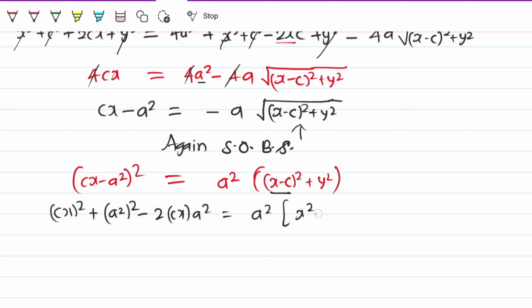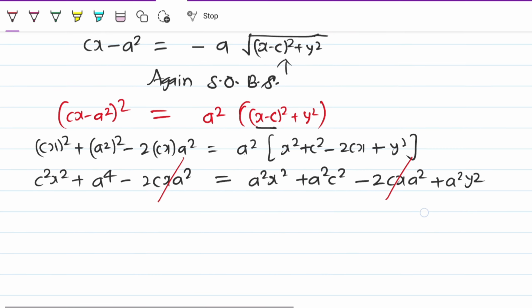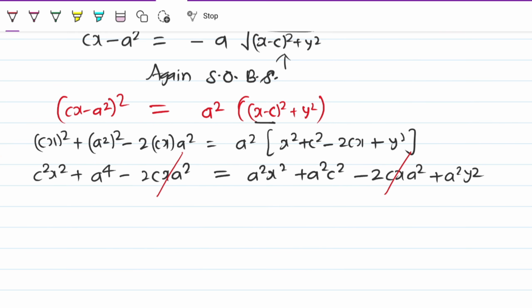Open this, x square plus c square minus 2cx plus y square, so it is c square x square and it is a square, square power to power multiply, a power 4, minus 2c x a square equals to, multiply this, a square x square and a square c square minus 2c x a square plus a square y square. Now you can see 2c x a square, 2c x a square cancel. Now nothing can be cancelled.